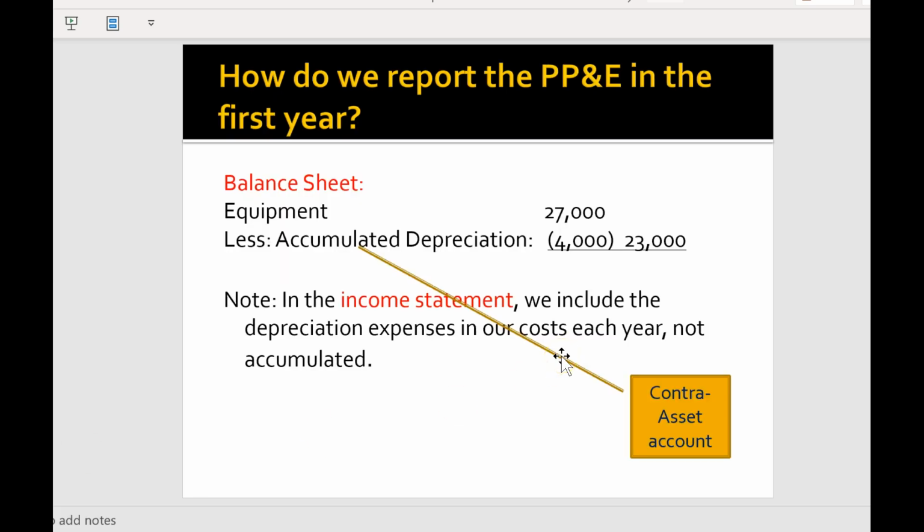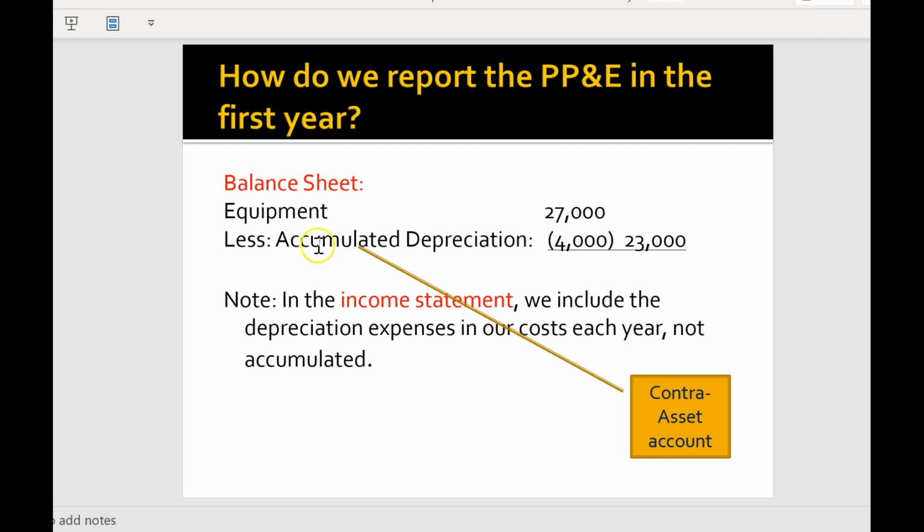On the balance sheet of a firm, we will see that the equipment's cost is $27,000 in the first year. This number will never change. So from the first year of the purchase until the end of the equipment's life, it would always show 27,000 for the equipment. This is called the historical cost of the equipment. The investors or outsiders want to know how much we got the equipment for, so we keep showing the original cost of the equipment for the investors.